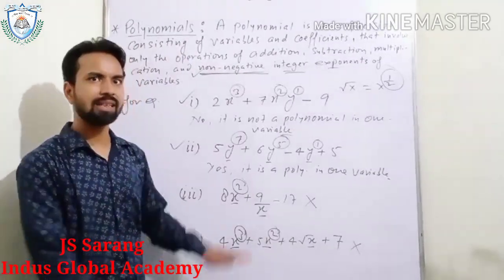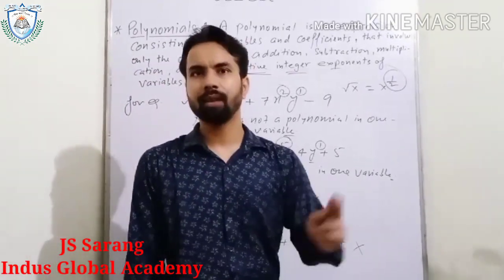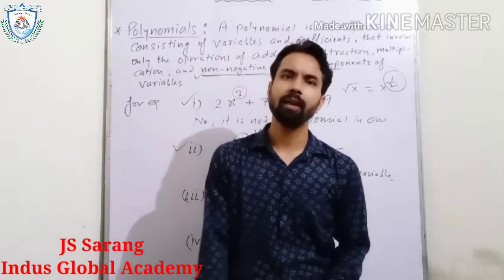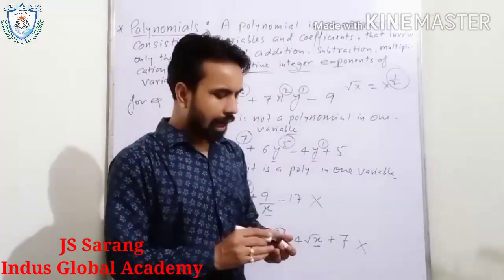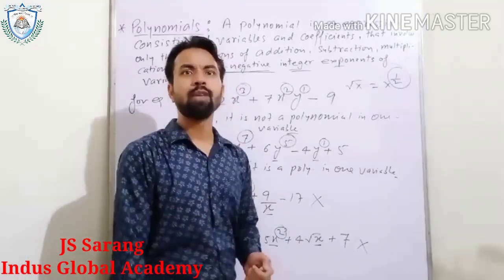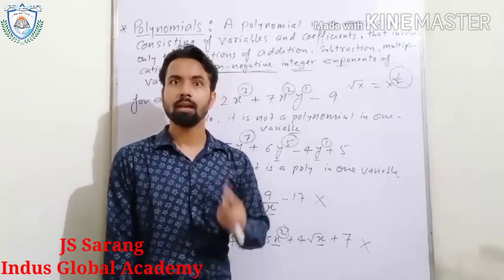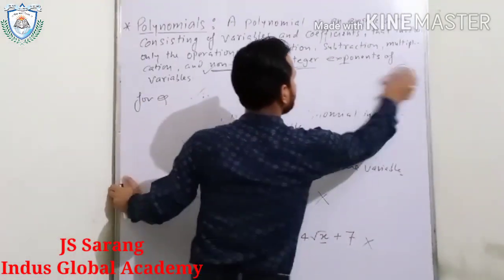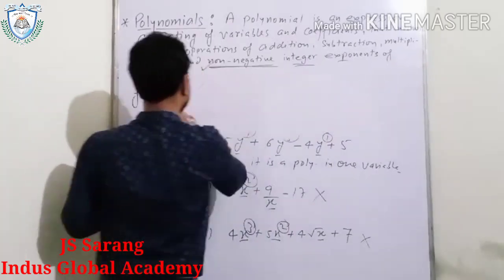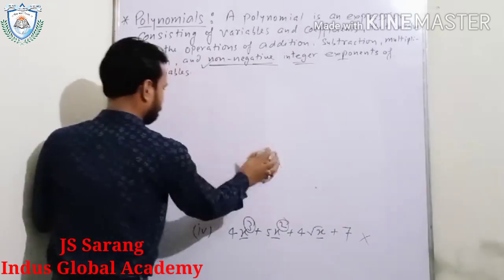Understood? Hope this concept is clear. Now you can identify which is a polynomial in one variable and which is not. Clear? Okay. Now I am explaining the next topic, that is terms of a polynomial. Our next topic is terms of a polynomial.